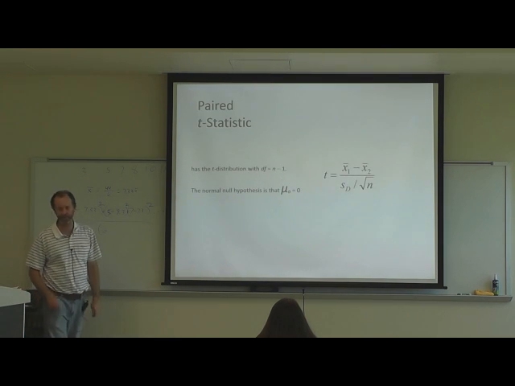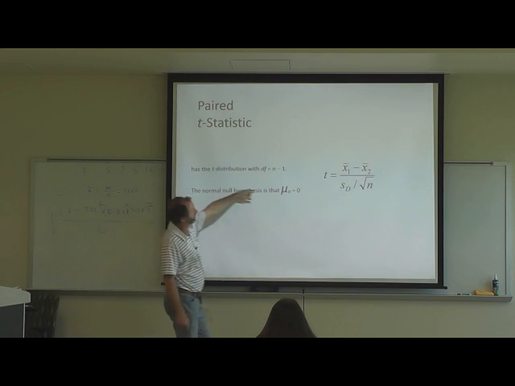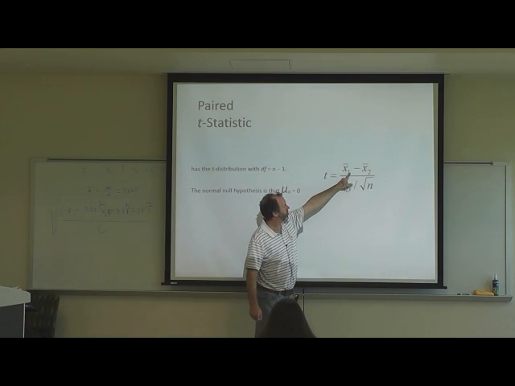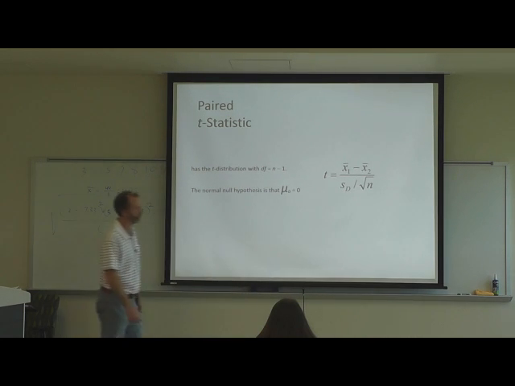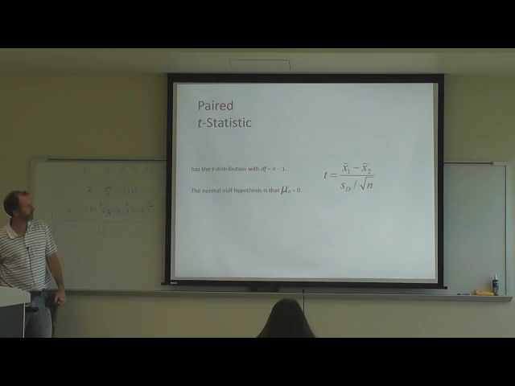So the paired t statistic is you get this: t equals x bar 1 minus x bar 2, divided by the standard deviation divided by the square root of the sample size.